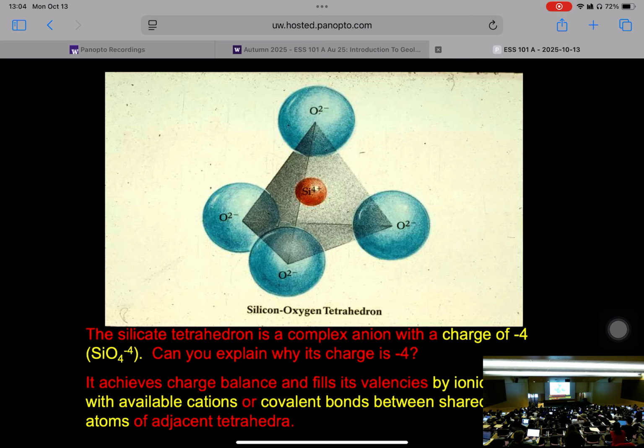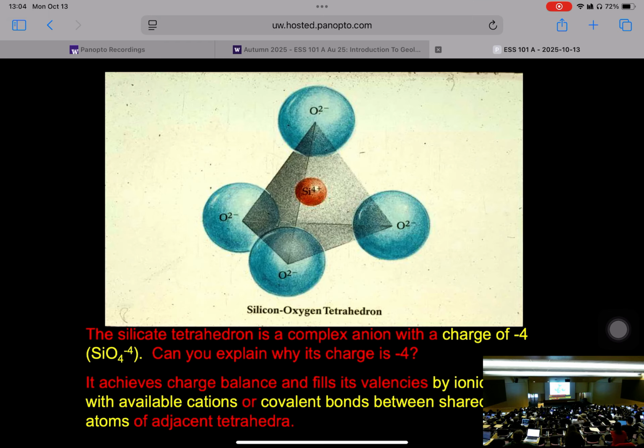You can look at nitric acid. When you look at acid, hydrogen is the cation. HCl: H+1, Cl-1. Nitric acid, NO3. NO3 is the complex anion. It's a molecule. It's not just a single atom. So when you're looking at the silicate tetrahedron, SiO4 is a complex anion. And it bonds with cations.